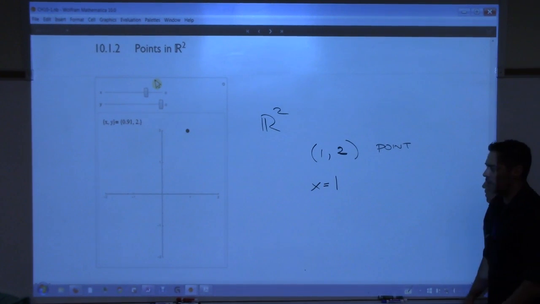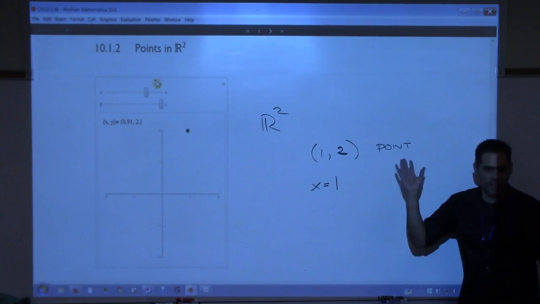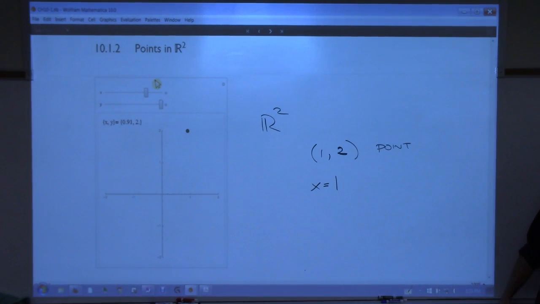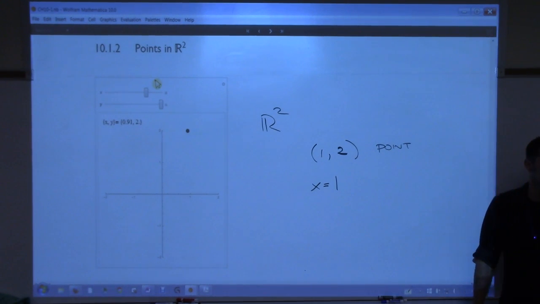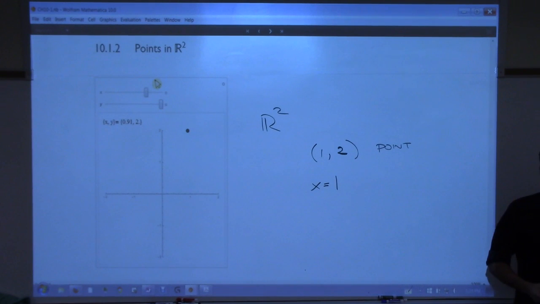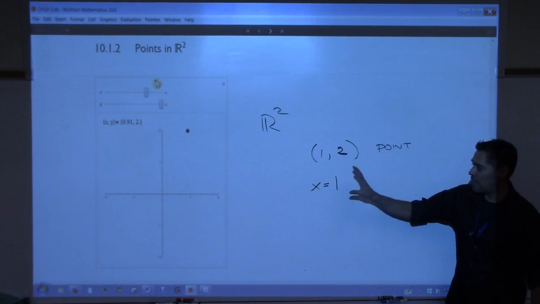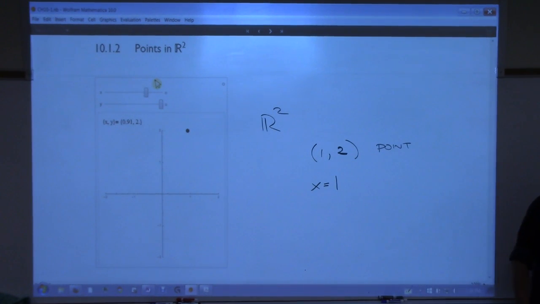So if I walk in here next class and I say, everybody, what does x equals 1 represent geometrically? What should your answer to me be, or what should your question back to me be? If I just say, what does x equal 1 look like? That's all I tell you.